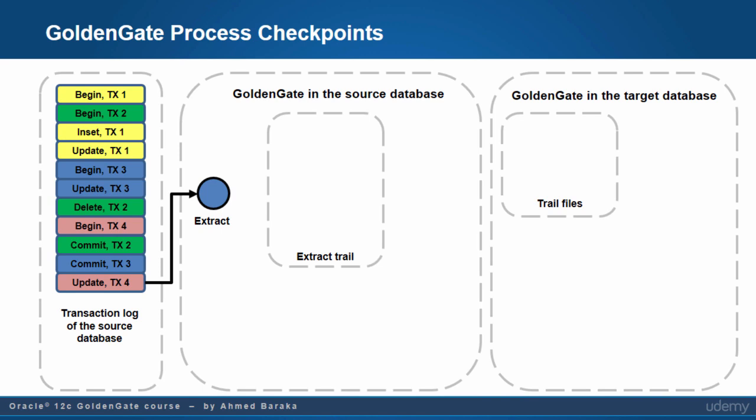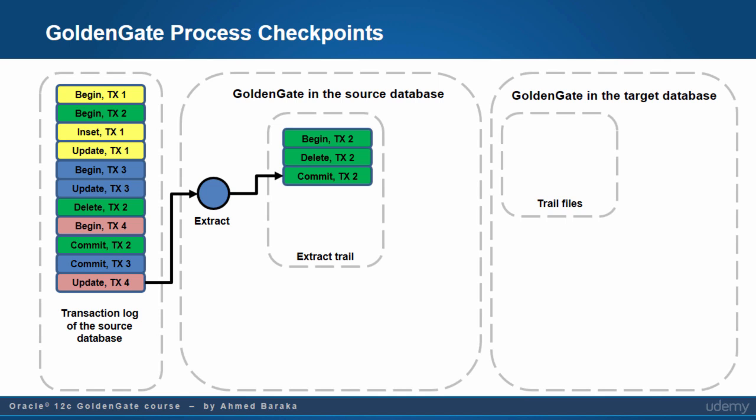Every GoldenGate process has its own checkpoint file. Checkpoints are used during online change synchronization to store the current read and write position of a process. In this slide, I will explain how the checkpoint mechanism is working in Oracle GoldenGate. When GoldenGate is in operation, you've got the extract process reading from the transaction log file of the source database. In the example shown in the slide, the transaction log file has 4 transactions. Transactions 2 and 3 are committed, but transactions 1 and 4 are not yet.